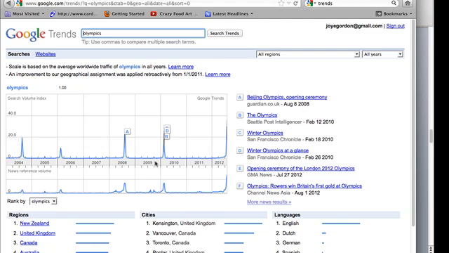Winter Olympics, Summer Olympics, Winter Olympics, Summer Olympics. Every 4 years, we have two Olympic events. So this makes perfect sense. And what it says is that people aren't thinking about the Olympics very much in years where we don't have that as a media event.